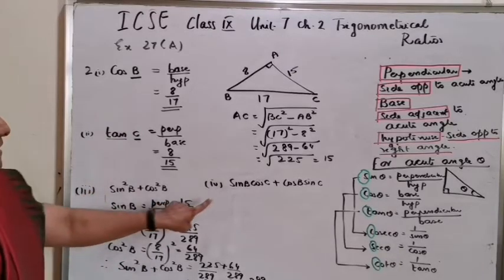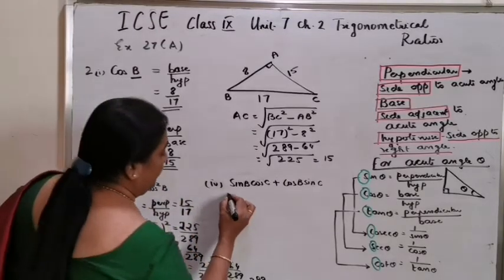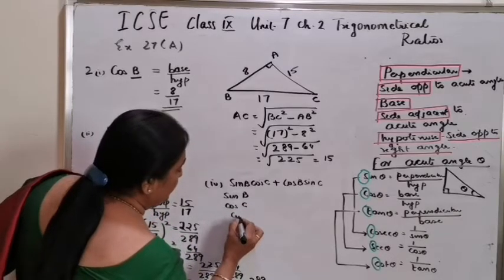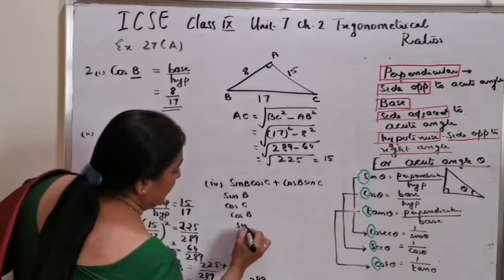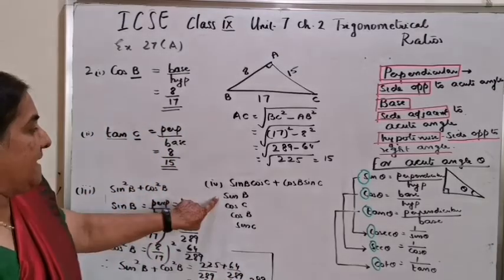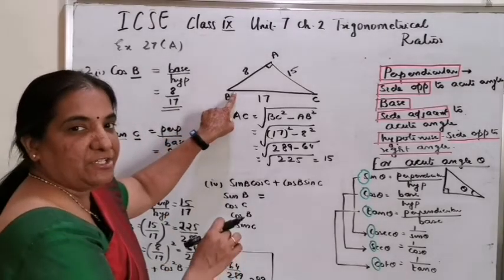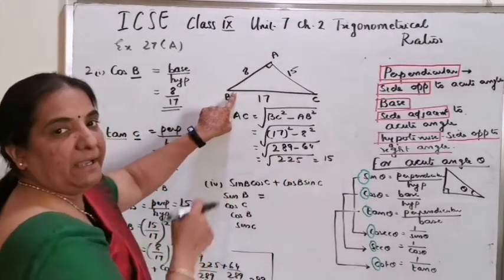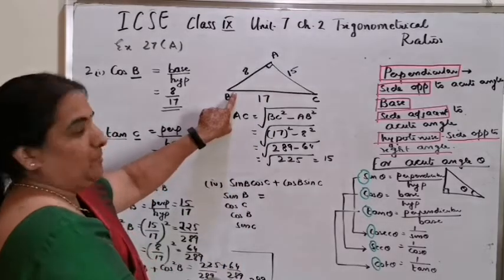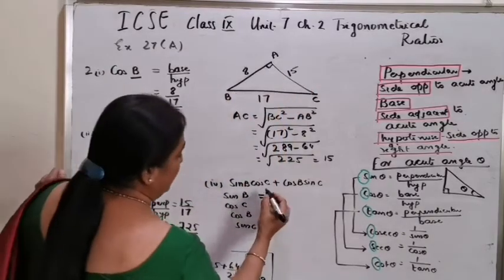The next, fourth value is sine B into cos C. Let's get the values of sine B, cos C, cos B, sine C. Then we will substitute. Sine B, for angle B, the sine ratio means perpendicular by hypotenuse. What's the meaning of perpendicular? Opposite side by hypotenuse. So what will be the value of sine B? It is 15 by 17.